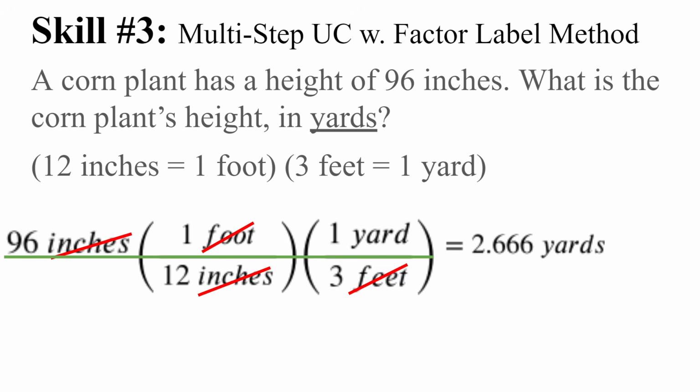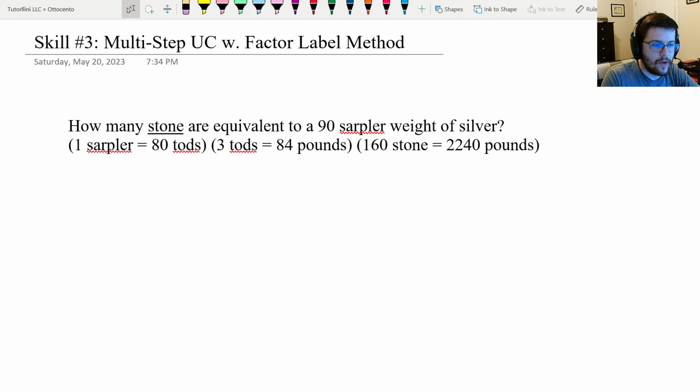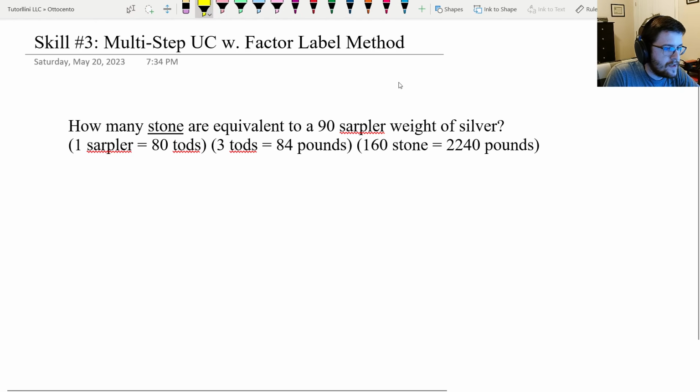Okay, let's do another example at the whiteboard. Okay, so for this one, we are told that we have 90 Sarpler. So that's what we're going to start with.